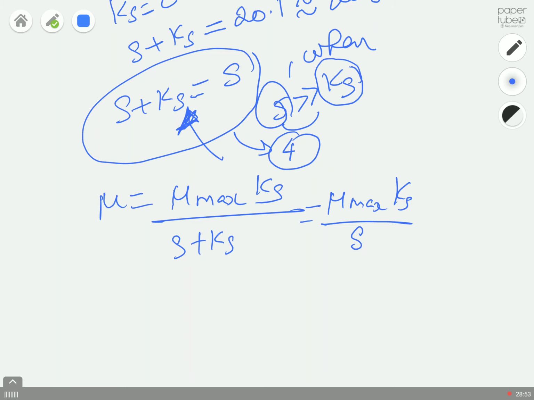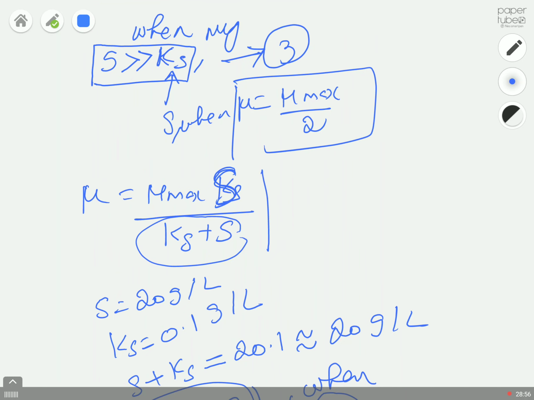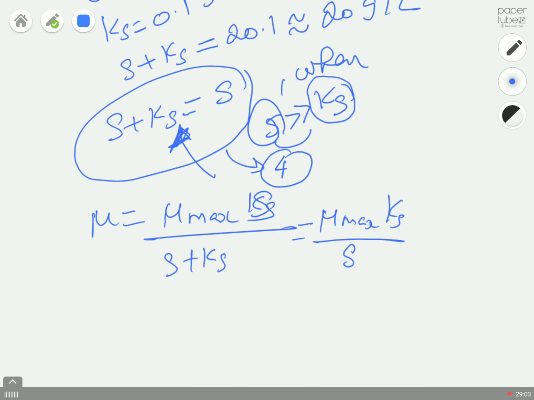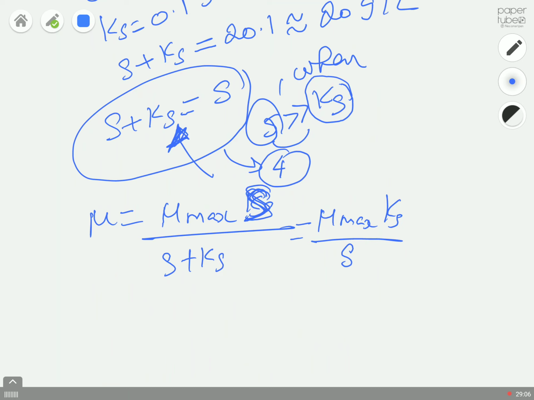Okay, I wrote this one wrong here. This is your substrate concentration: mu max multiplied by S, divided by S. The S just gets cancelled, so mu will be equal to mu max.